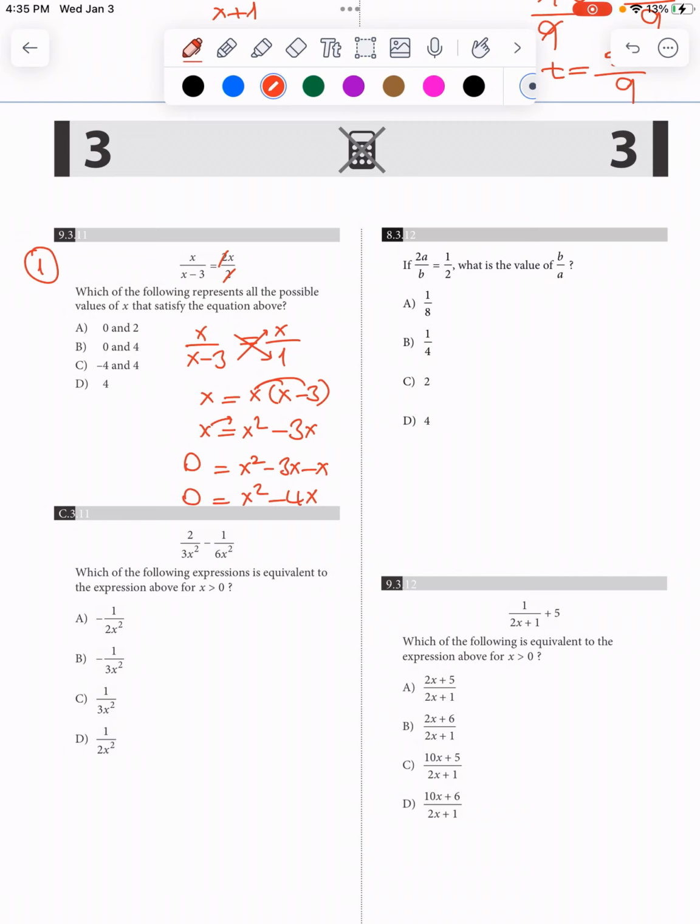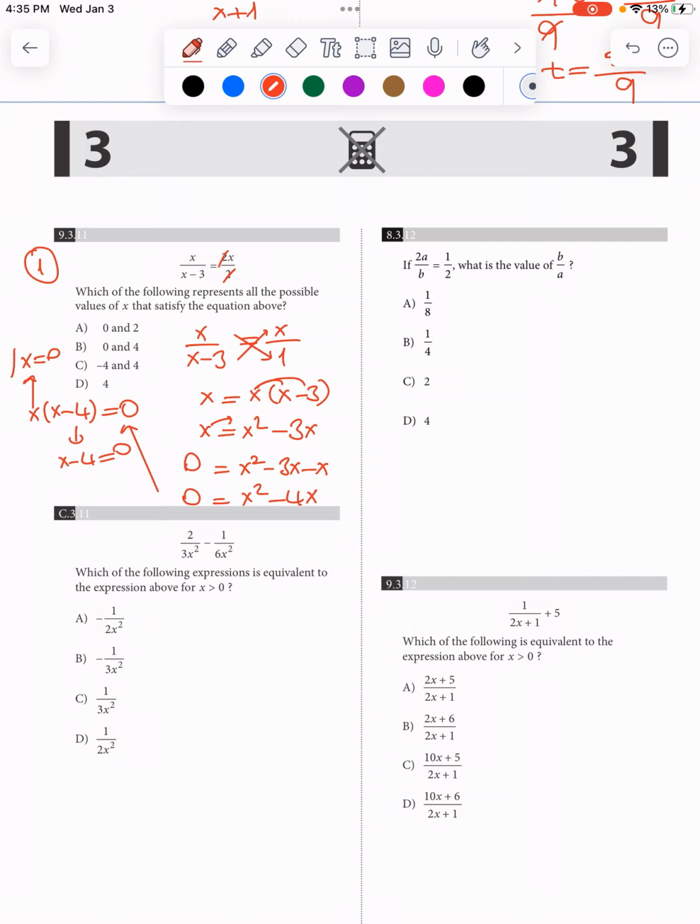And now we can still continue here. X is the common factor of these two terms. X times x minus 4 is equal to 0. So if the product of two factors is equal to 0, then at least one of the factors is going to be equal to 0. So either x is equal to 0 or x minus 4 is equal to 0.